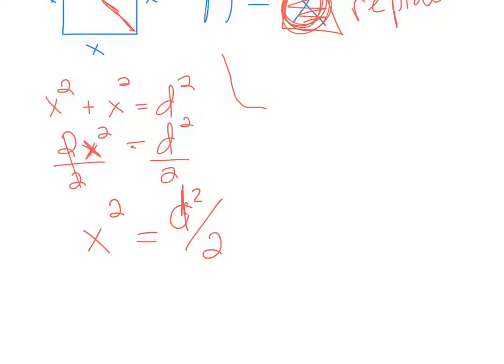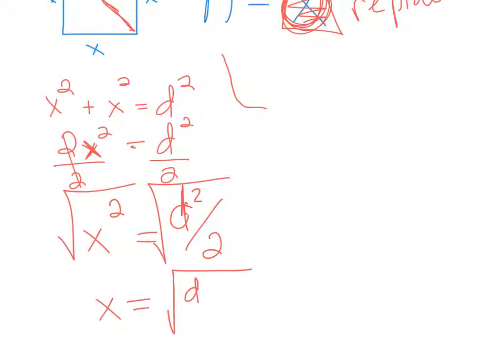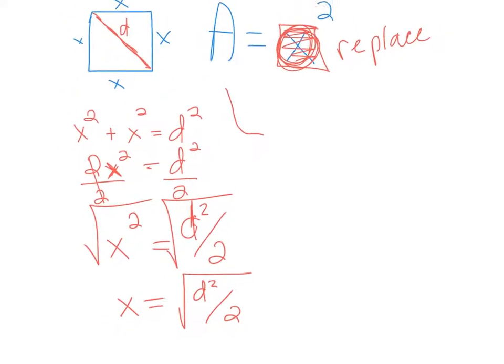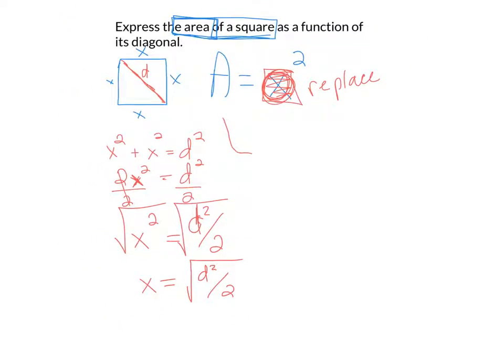And our last step is to square root both sides. So our really ugly answer is the square root of d squared divided by 2. Okay, and we're just going to leave it like that, because that is a perfectly wonderful, ugly mathematical equation. So now that we know what the side length is, we're going to come back up here into our area formula.